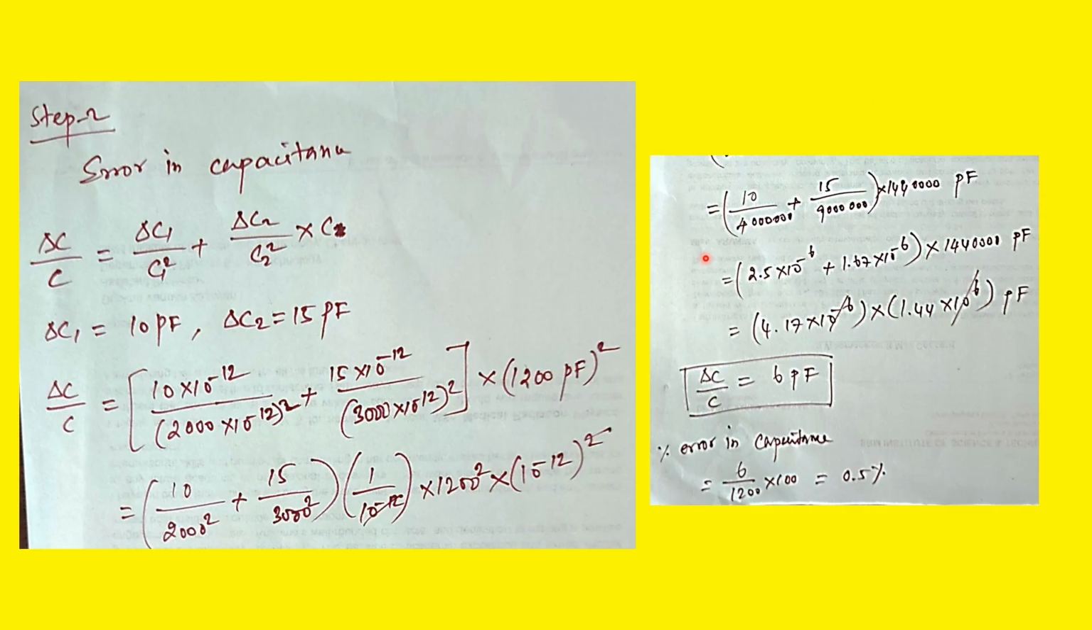So that means 10 divided by 4 into 10 power 6, plus 15 divided by 9 into 10 power 6, into this, which is again 1.44 into 10 power plus 6. So what you can do here is take 1 by 4, which is equal to 2.5 into 10 power minus 6, this number goes up. Likewise 15 divided by 9 is equal to 1.6 into 10 power minus 6, into this value.